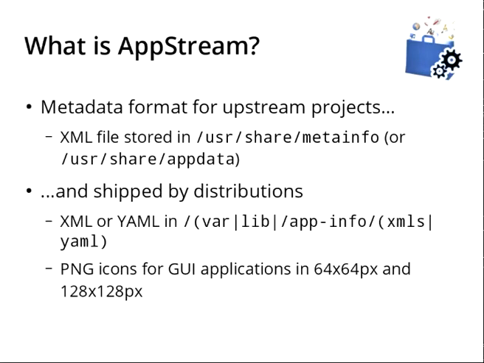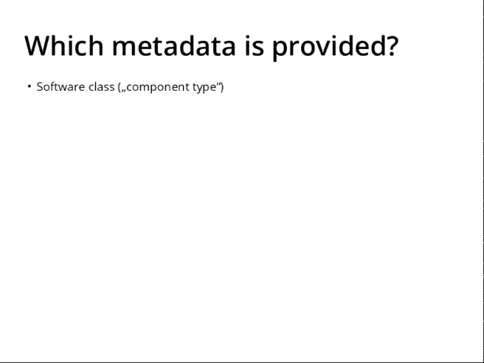It's also a name for metadata that's shipped by distributions, which is an XML or YAML file, which actually aggregates all the stuff that AppStream projects ship in terms of metadata. Additionally, it also includes some things distributions know about, for example, package names or information that was extracted from desktop files. It also contains a set of PNG icons in case you want to build an application center and provide icons for this.